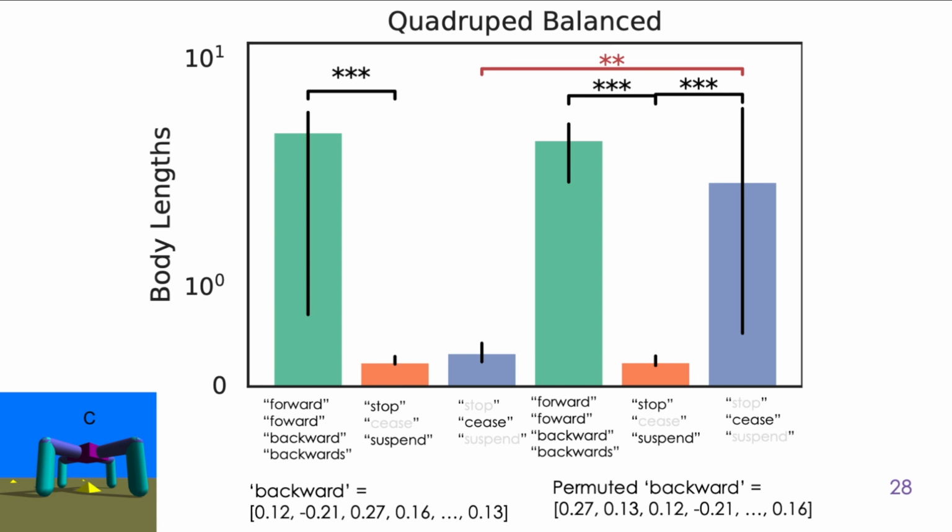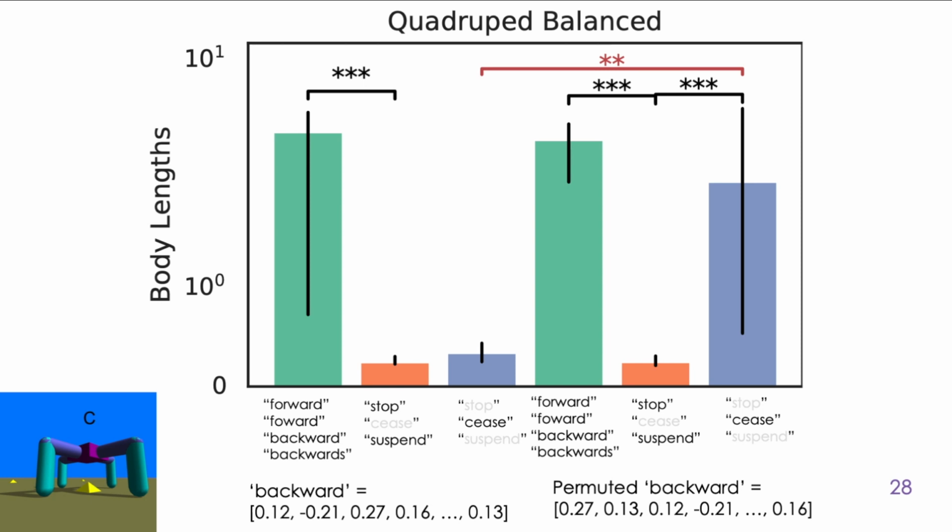So on the left 3 bars, we have the control treatment, which is the permuted Word2vec vectors. And on the right 3 bars, we have the unpermuted Word2vec vectors. And what we see is that during training, the robots performed very similarly. The 2 green bars are not statistically different. The 2 orange bars are not statistically different. However, the 2 blue bars are statistically different.